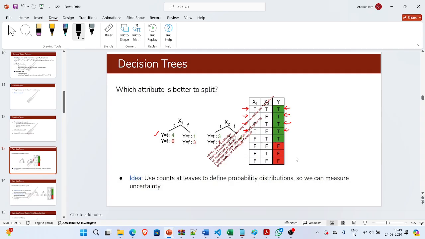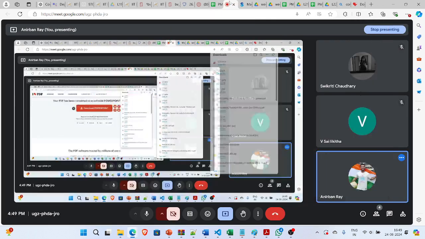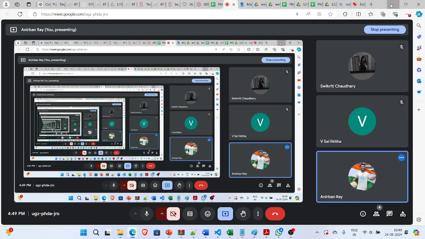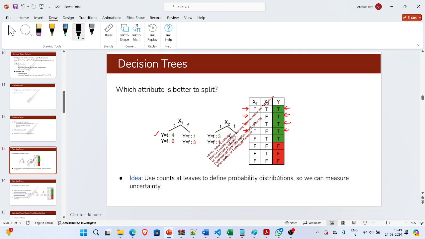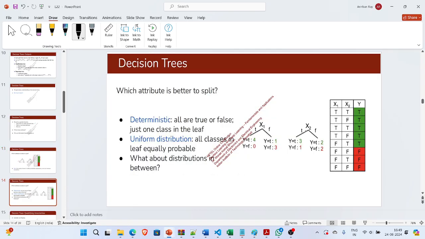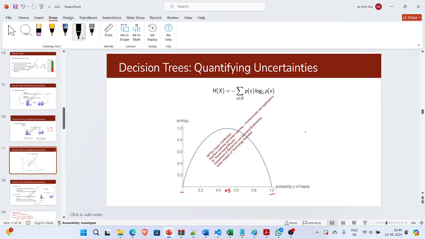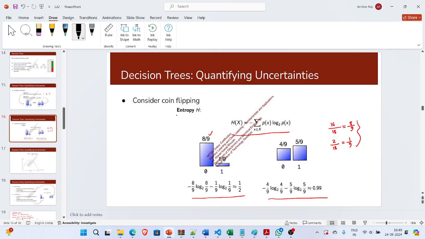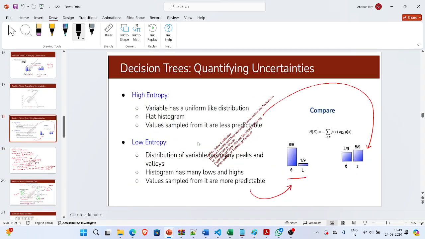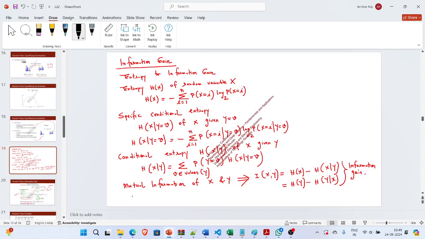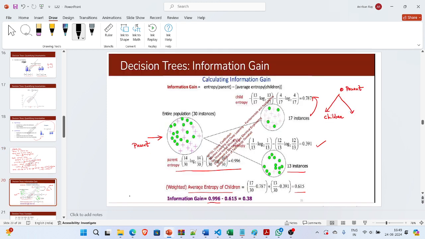So we use a greedy approach here. The idea is like this. We take help from information theory, this entropy. So the idea is like this: we find the mutual information.